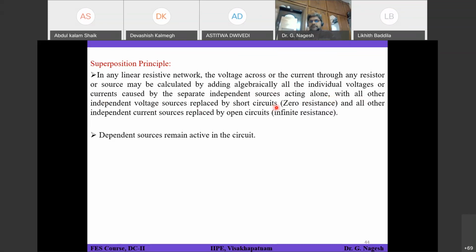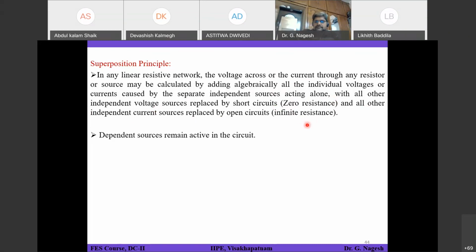That means if you are removing an independent voltage source, you will replace it with a short circuit, that means zero resistance. All other current sources are replaced by an open circuit. That means if you have an independent current source in the circuit, you will replace it with an open circuit.